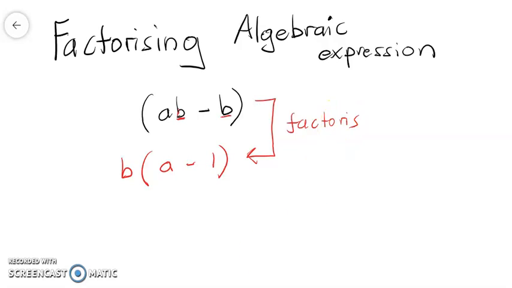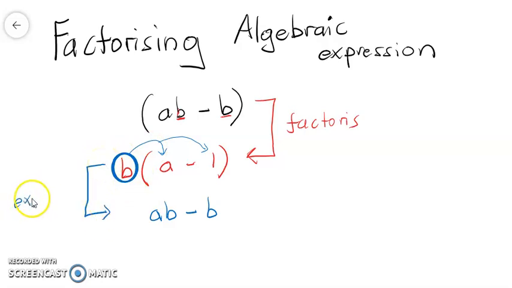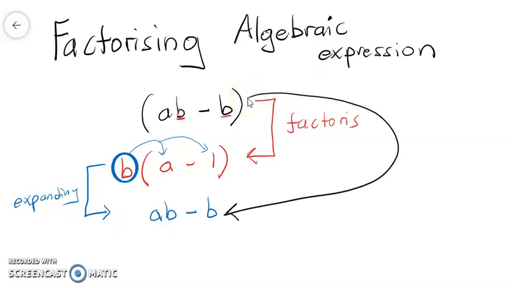When you factorize, you always have to remember, when you expand back, you must get the same answer. For example, this b I'm going to multiply inside again. So you have b times a, ab, minus b. Look at that. This one we call expanding. So you are actually getting the same answer.